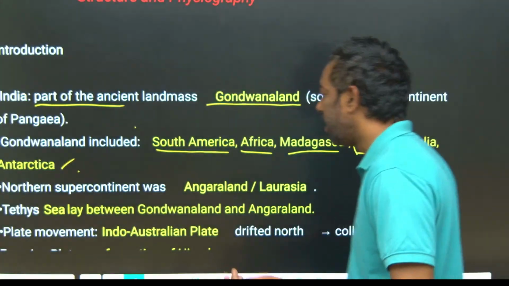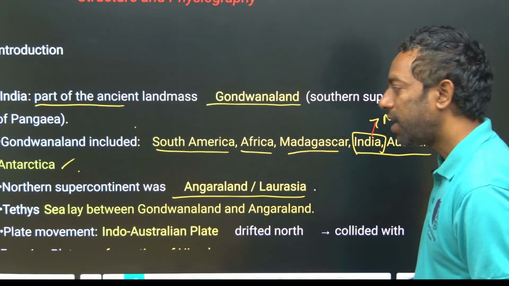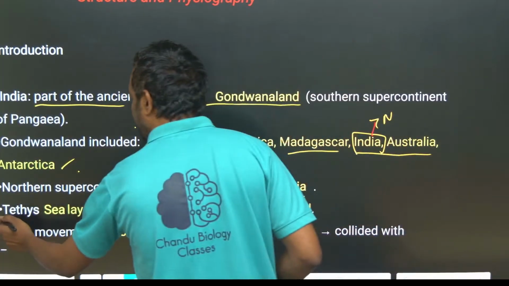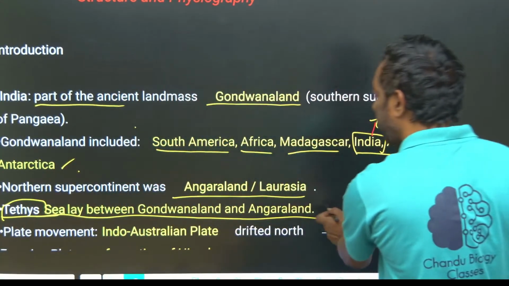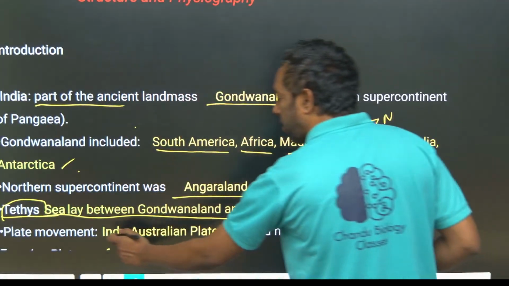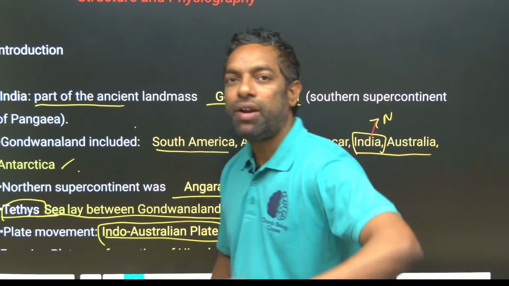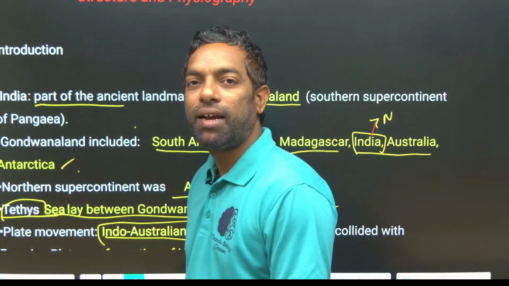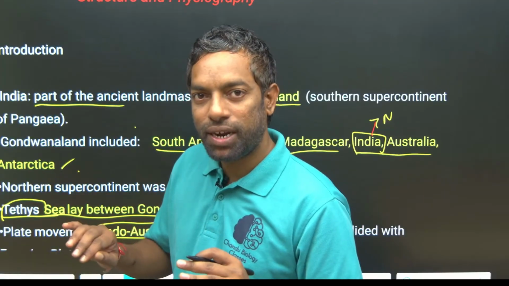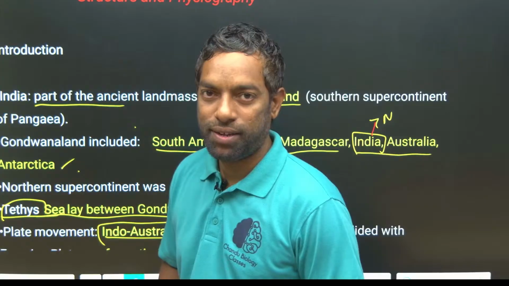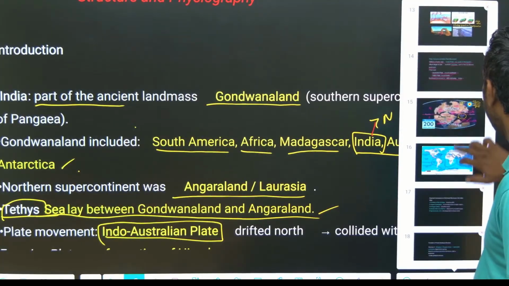And if you come to the north, it is Angara land or Laurasia. The sea which divides Gondwana and Angara land is the Tethys Sea, between the two mainlands. That is the Indo-Australia plate. In the Indo-Australia plate, Australia went to the southeast and India went to the northwest. This is how it was created, guys.